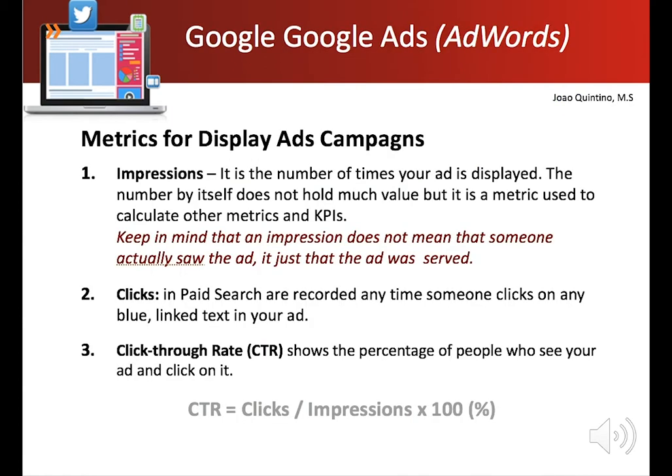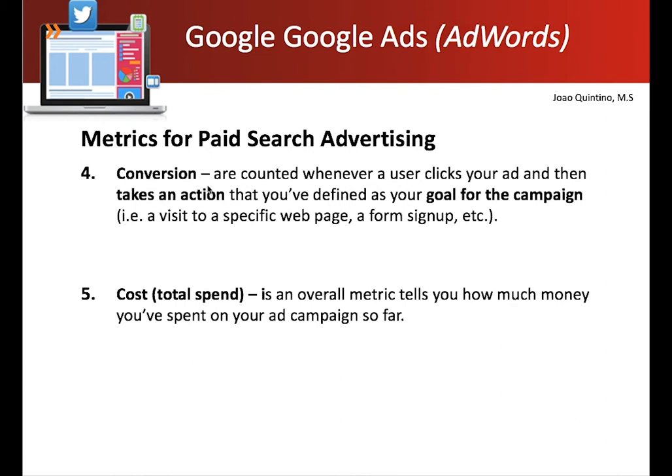So let's start with the metrics for display ad campaigns. The first metric is impressions. That's the number of times your ad is served. That metric alone doesn't mean a lot, but it's a metric that we use to calculate other metrics and KPIs. Clicks are the number of times people click on your ad. Click-through rate shows the percentage of people who saw your ad and clicked on it. The way you calculate this is by dividing the total number of clicks by impressions and then multiplying by 100.